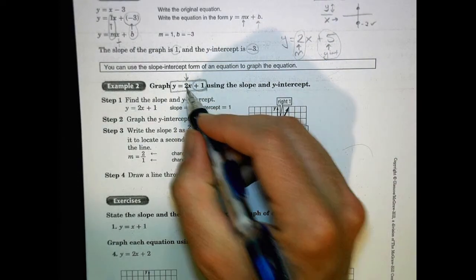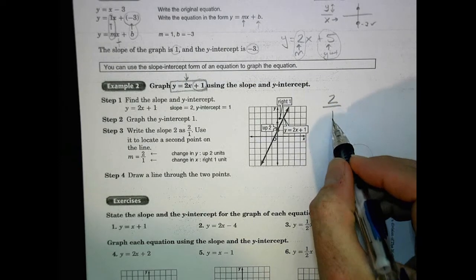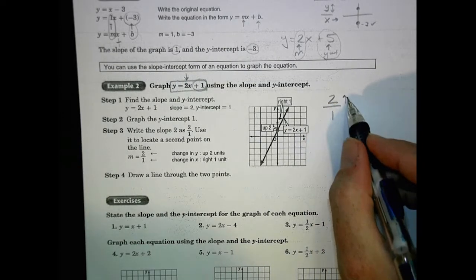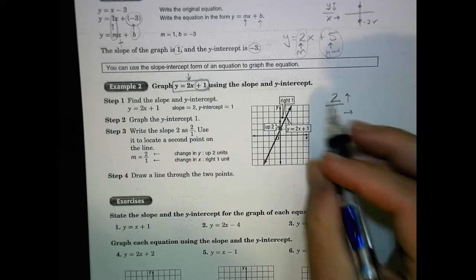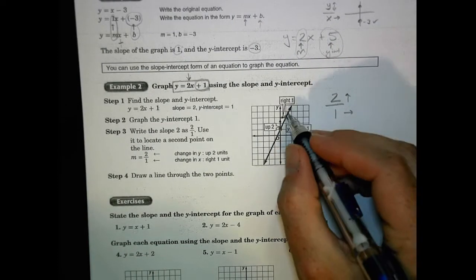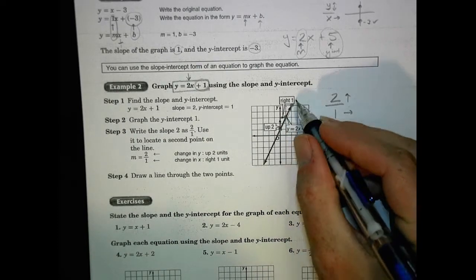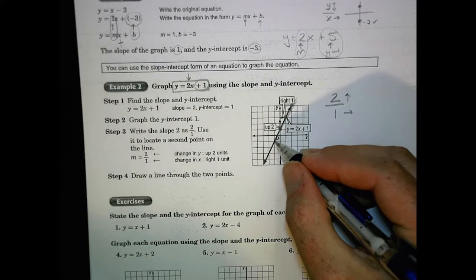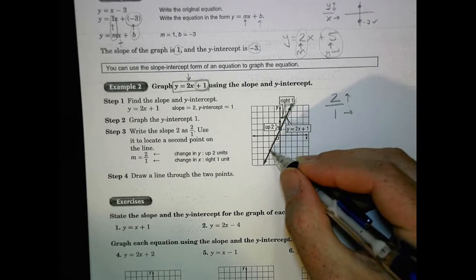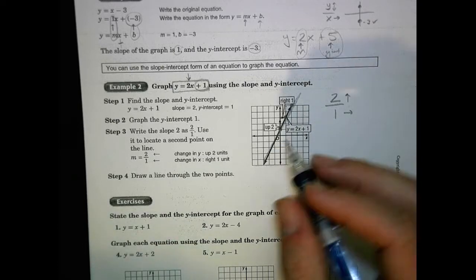If I have a slope of 2, I can think of that as 2 over 1, which means I'm going to go up 2 and to the right 1. I would go up 2 and to the right 1, and continue that on and on until I have a couple of dots, and then I can put the line together. The line can go this way as well, and we can go past that point because it is going to be a continuous line.